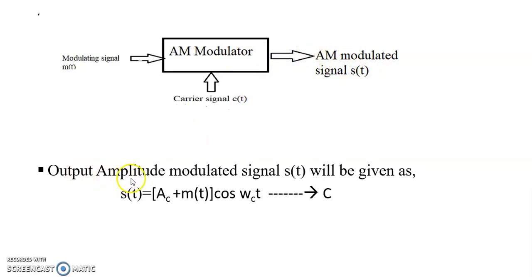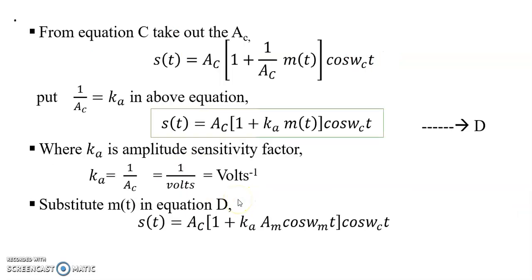Therefore the output amplitude modulated signal s(t) will be s(t) is equal to [Ac plus m(t)] into cos ωct. Here you can see Ac is modulated with respect to m(t), whereas the frequency of the carrier is kept constant, that is, the amplitude of the carrier is modulated with respect to the message signal, whereas the frequency of the carrier is kept constant.